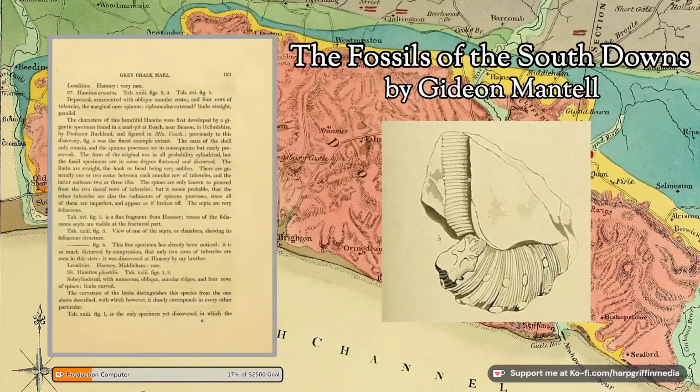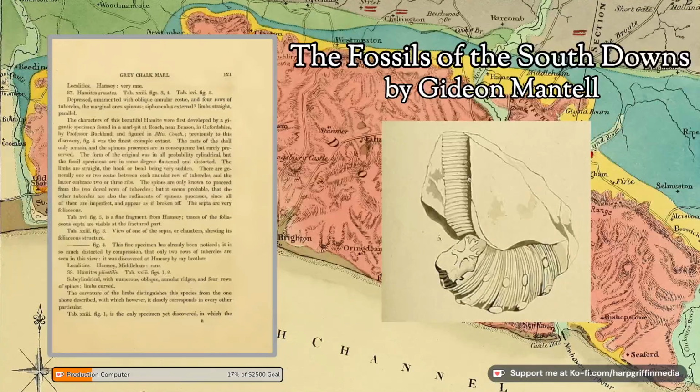The characters of this beautiful hamite were first developed by a gigantic specimen found in a marl pit at Roche, near Benson, in Oxfordshire, by Professor Buckland, and figured in Mineral Conchology. Previously to this discovery, Figure 4 was the finest example extant. The casts of the shell only remain, and the spinous processes are in consequence but rarely preserved. The form of the original was in all probability cylindrical, but the fossil specimens are in some degree flattened and distorted.